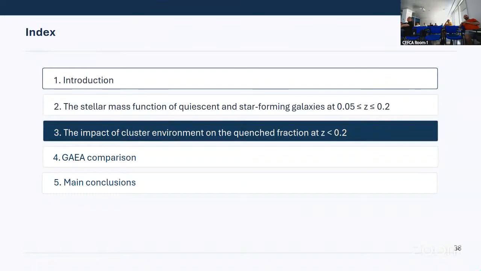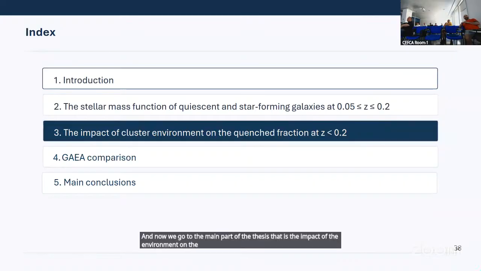And now we go to the main part of the thesis, that is the impact of cluster environment on the quenched fraction at low redshift.